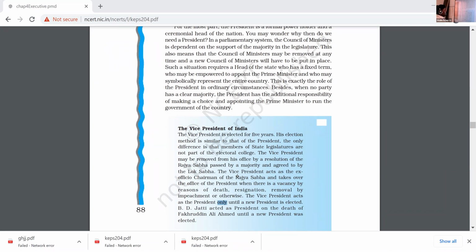The vice president may be removed from his office by a resolution. So write down the procedure to elect the vice president. The vice president may be removed from his office by a resolution of the Rajya Sabha, passed by a majority and agreed by the Lok Sabha. The vice president acts as the ex officio chairman of the Rajya Sabha and takes over the office of the president when there is a vacancy by reason of death, resignation, removal by impeachment or otherwise. The vice president acts as the president only until a new president is elected. So about the vice president of India, you have to learn that properly.